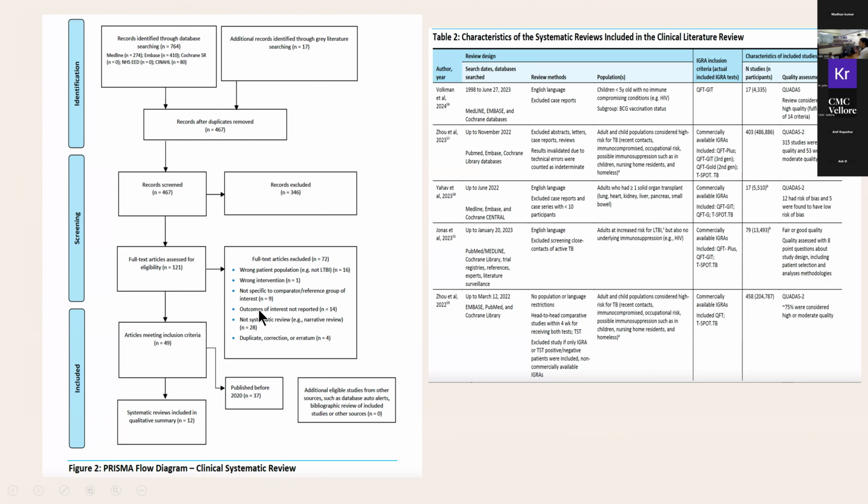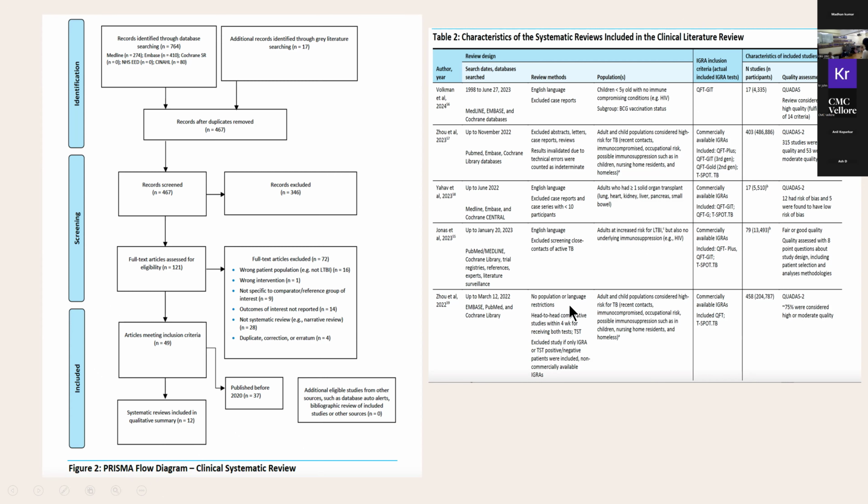Of these, they were excluded if they had the wrong patient population, wrong intervention, the outcome of interest was not reported, or if it was not a systematic review, just a narrative review. Finally, they had 49 articles. Now, they wanted only articles published after 2020, which they had pre-specified. So finally, they had 12 articles that were included in this systematic review.